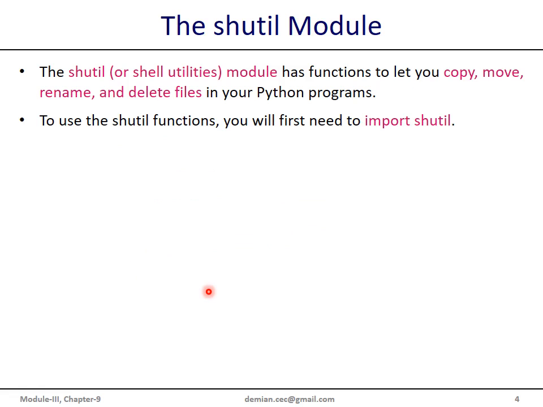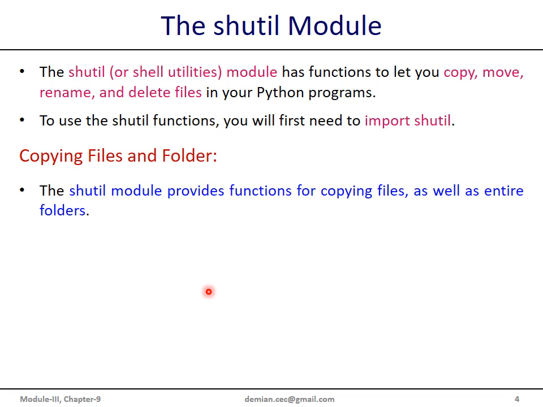Python provides a special module called shutil, which stands for shell utilities, which allows the programmer to copy, move, rename as well as delete files from the Python script. In order to use these utility functions, we need to import this module to the program with the import statement. As I said, we can copy, move, rename and delete files.